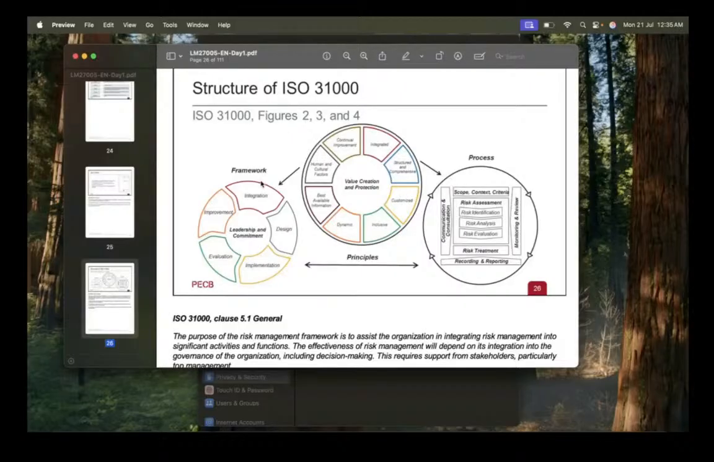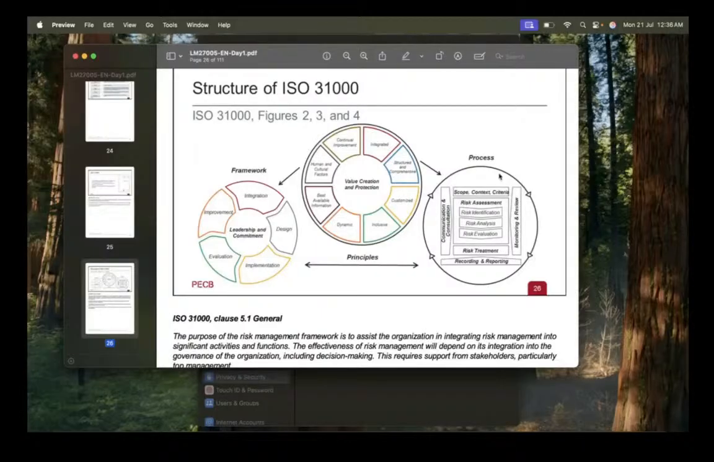Then if we take a look at the framework, what is the role of leadership and commitment here? Integration: what are the important factors here? Design, implementation, evaluation, and then finally improvement. That is how it works. So these are the important parts, and I think the process is actually important.